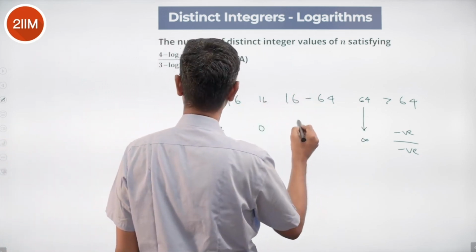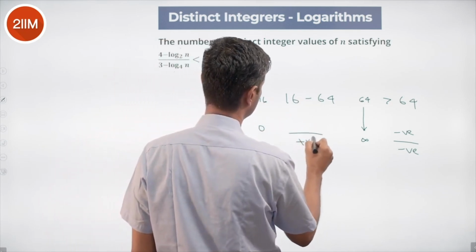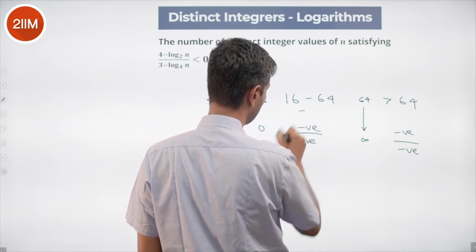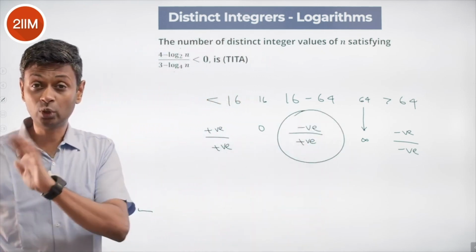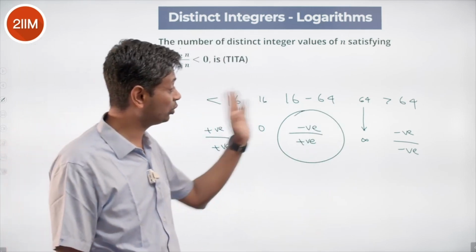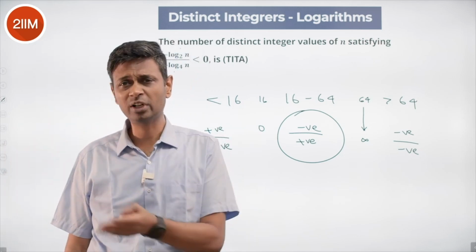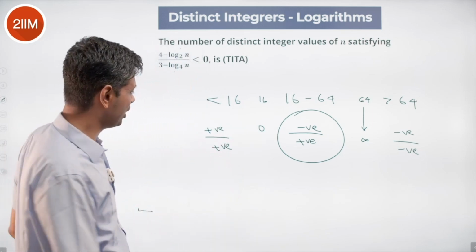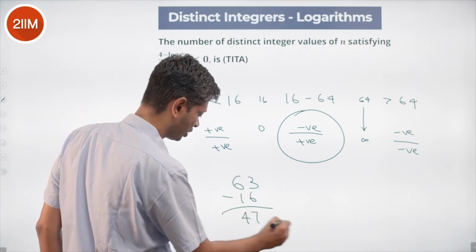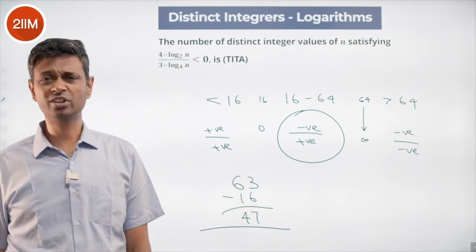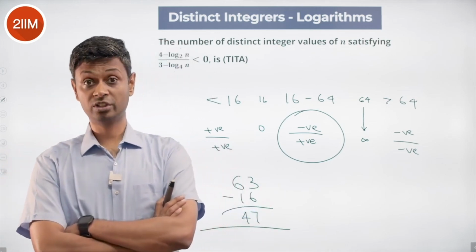In this case, the denominator is positive, numerator is negative. This is the range we are looking for. 64 to 16, but without counting 16, without counting 64. Or 17, 18, 19, 20, 21, all the way to 63. The first 63 natural numbers, subtract the first 16, 47. 17 to 63, all the numbers included.